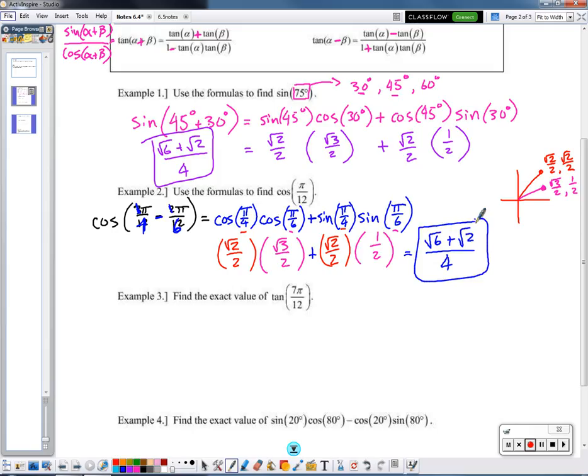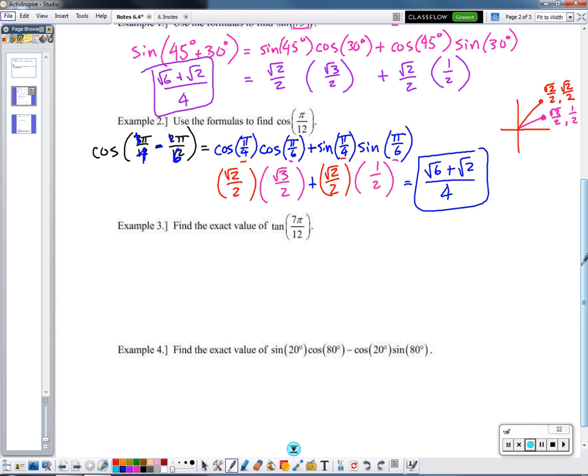Okay. Go ahead and try the tangent function next. See if you can find that exact value. Remember, 7 pi over 12. You're going to try to pick two angles that can add or subtract to 7 pi over 12 and find that value. So if you want to pause the video and try that now, go ahead and do that.